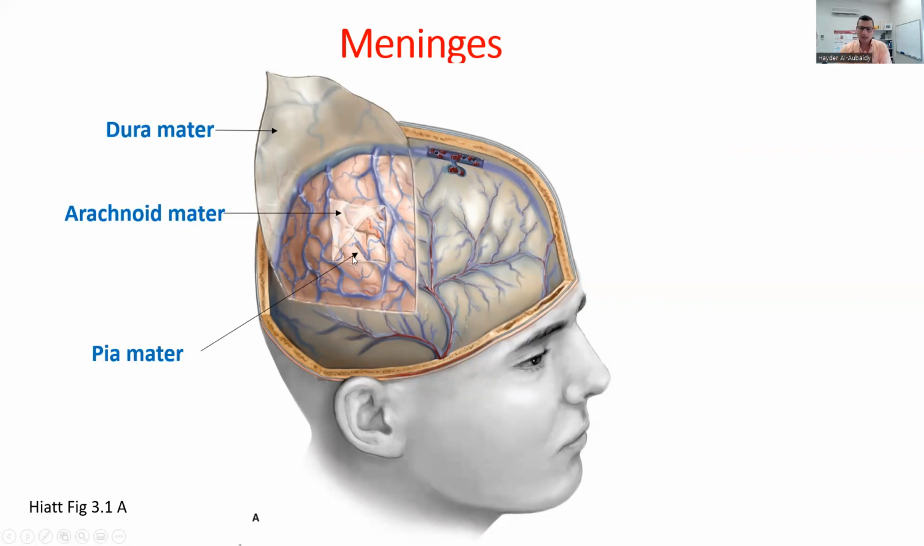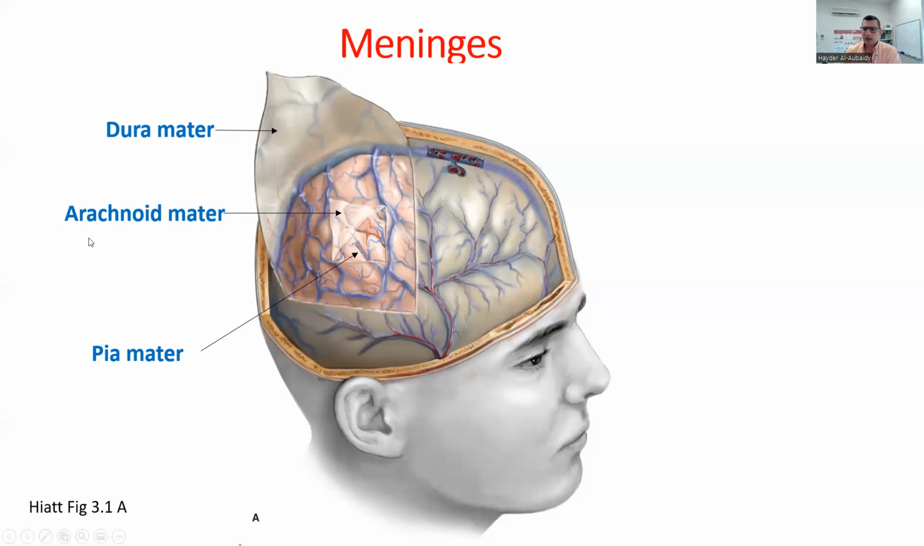If you look at the specimen, it's very difficult to differentiate between the pia mater, which is very thin, and the brain tissue, unless you use a microscope to look at the tissue level. Macroscopically, it's very difficult to peel off the pia mater easily from the brain tissue.